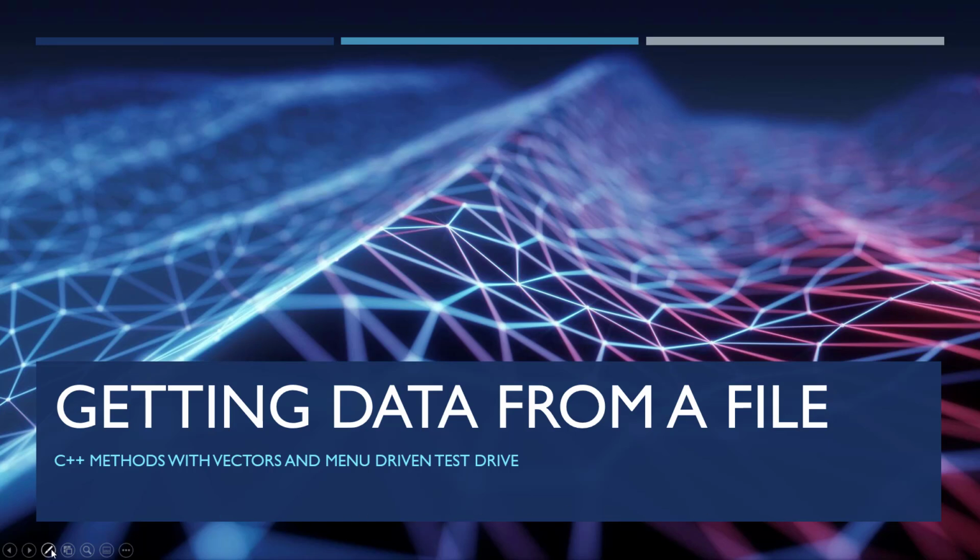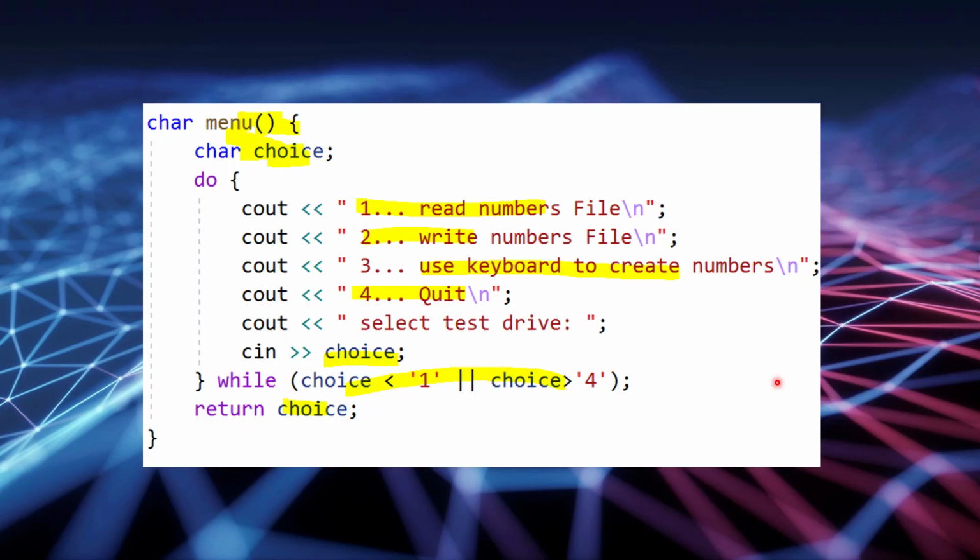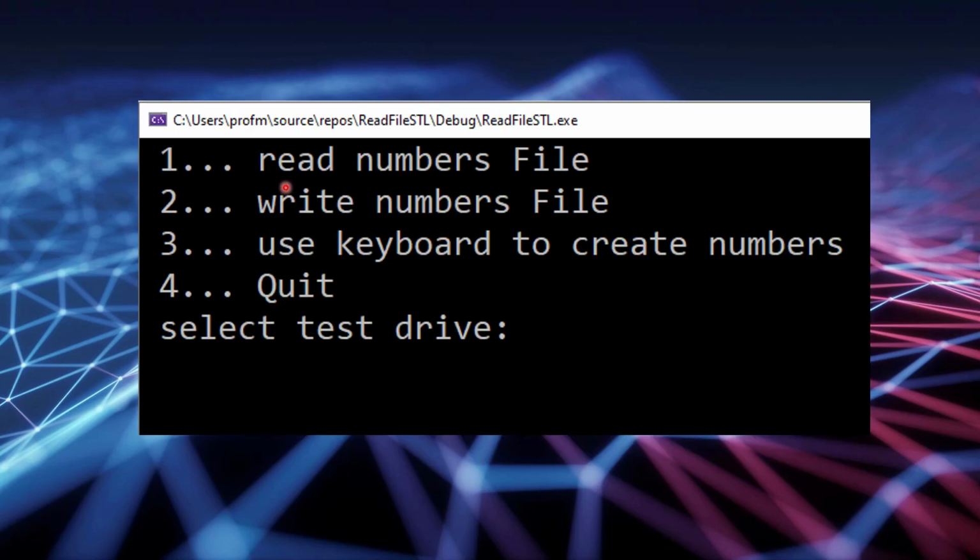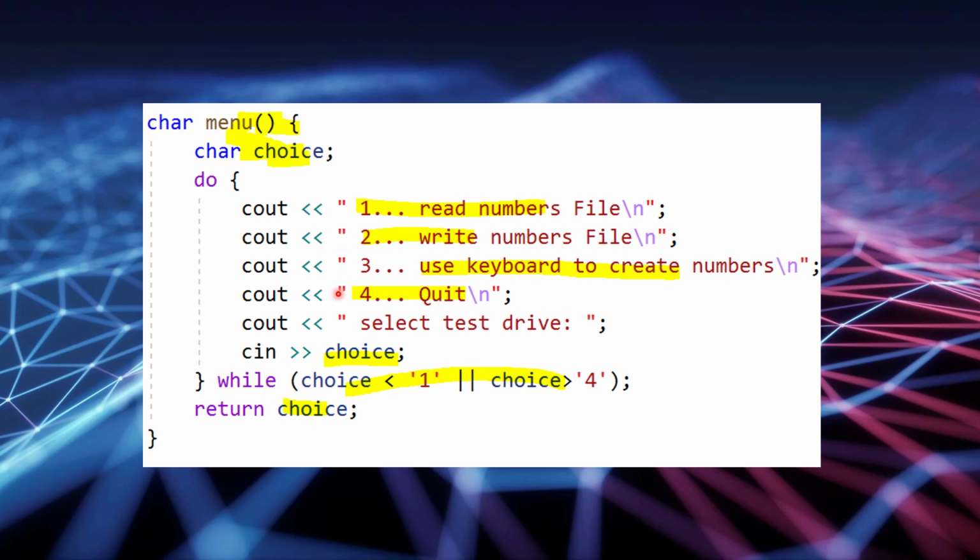Hello. What we're going to look at is C++ methods. We're going to look at vectors and the menu-driven test paradigm to get data in and out of a file. First, our menu: read numbers from a file, write them, and use the keyboard to create a bunch of numbers, and then quit. And we're going to overload some things, but at the high level, we begin here.